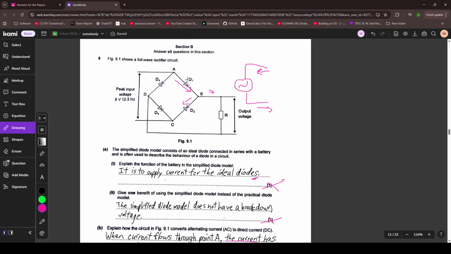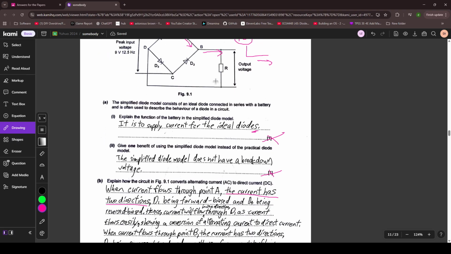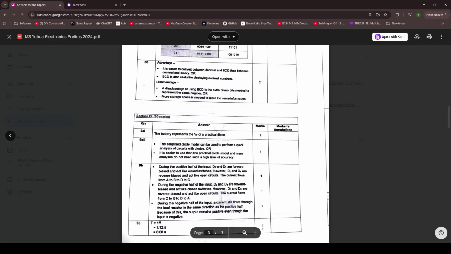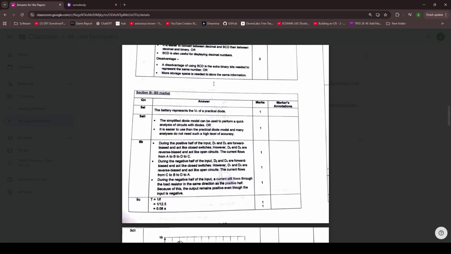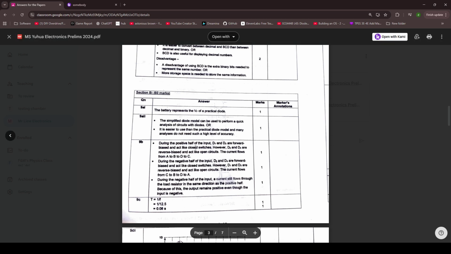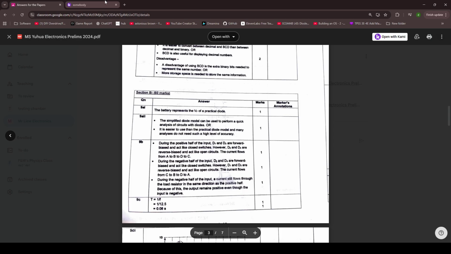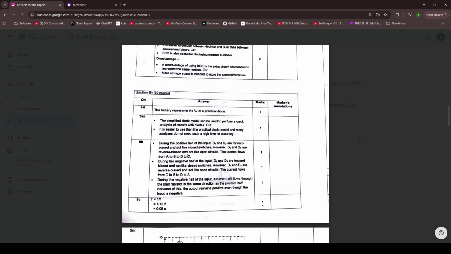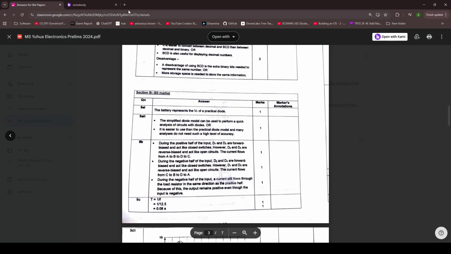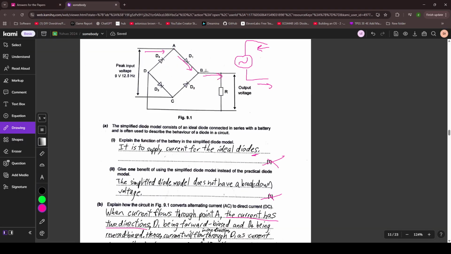So let me just sum up what you just said. What you said is that current will flow here, current will not flow here, it will go here, current will not flow here, it will go here. And then you said, therefore, AC is converted into DC. No. Okay, during the positive half of the input, D1 and D3 are forward biased and act like closed switches. However, D2 and D4 are reverse biased and act like open switches. And as such, the current flows from AB to DC.